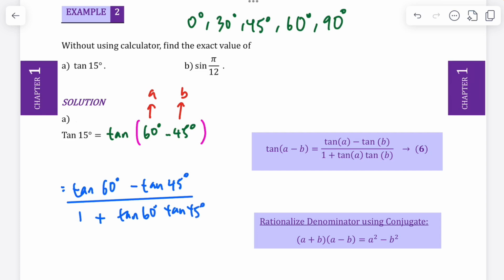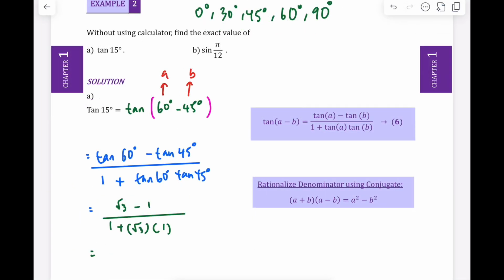So after you have inserted the formula inside, now let us just use calculator to find out the value. So tangent 60 degree is root 3 minus tangent 45 is 1 over 1 plus, again, root 3 multiplied with 1. So let's simplify. You'll get root 3 minus 1 over 1 plus root 3. Up until here, you can rationalize your denominator to get rid of the root in your denominator.